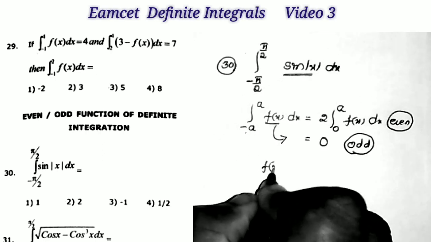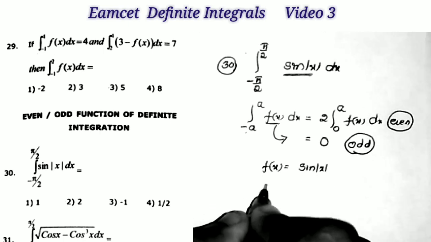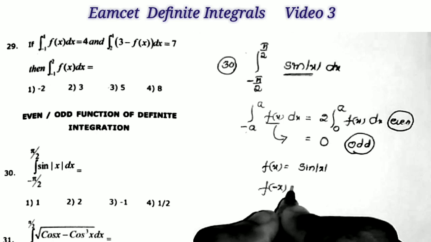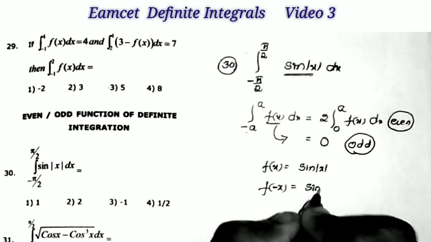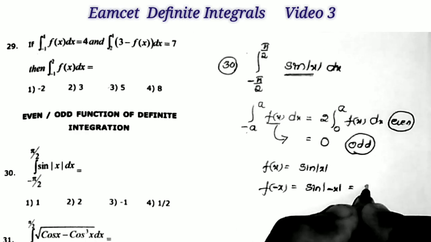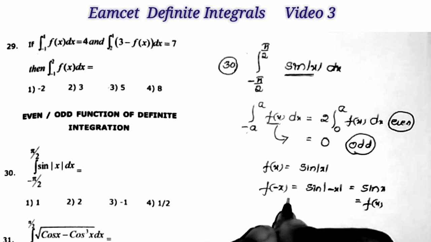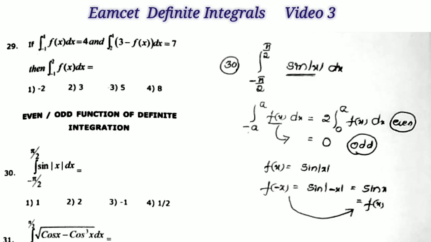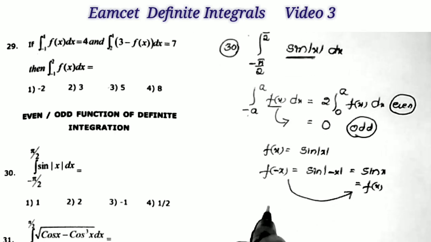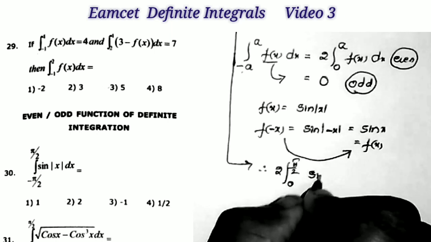So I take the function f of x equal to sine of mod x, and to check whether it is even or odd, I substitute x equal to minus x in f of x. Sine of mod minus x is equal to sine of mod x, which returns the value f of x. So f of minus x is equal to f of x, which means the given function is an even function. For an even function, the answer is 2 into integral 0 to pi by 2 of f of x, so the question becomes 2 into integral 0 to pi by 2 of sine of mod x into dx.